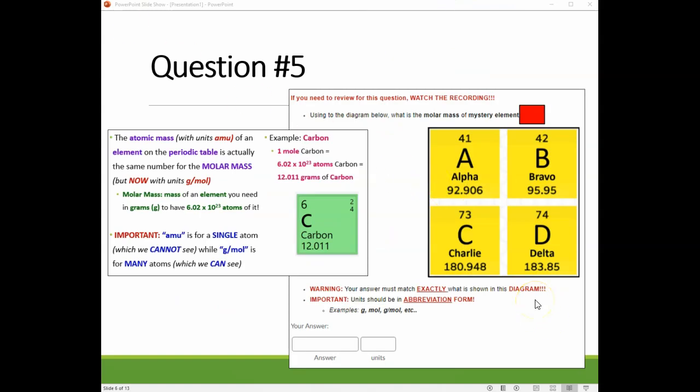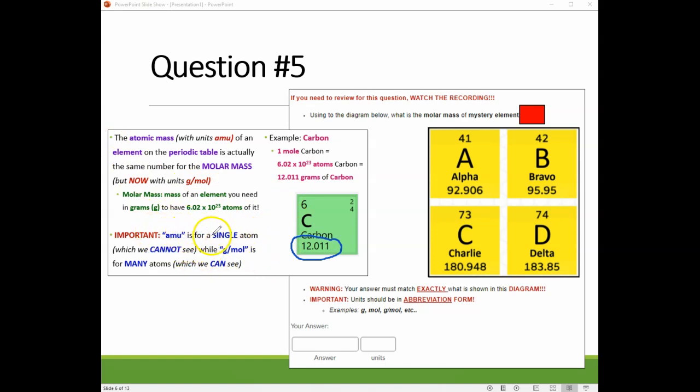All right, so taking a look here, the atomic mass with units AMU of an element on a periodic table is actually the same as the molar mass. So this is question number 5. Remember that we learned about this number at the bottom being our atomic mass in AMU. However, this is also our molar mass in grams per mole.